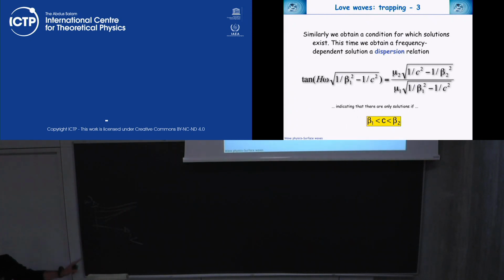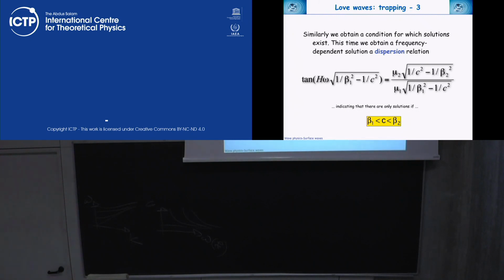For the plate, we found a plot like this. Or if you want, in the other representation, you can put here omega or f. It's a 2 pi difference. We found something like that. That was the plate.